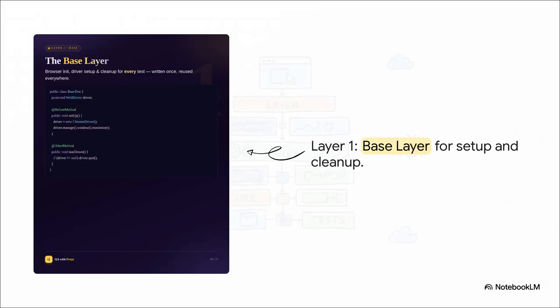Moving right along to Section 2, let's construct our core foundation, which covers the base, pages, and tests. Think of Layer 1, the base layer, as our poured concrete foundation. Here, we have a base test class, where your browser initialization, your driver setup, and your cleanup routines are written exactly once. By using annotations like before method and after method, all this setup logic is automatically reused for every single test. You don't have to copy and paste WebDriver instantiations anymore. It's all centralized. This means if you suddenly need to switch from Chrome to Firefox, you change it right here and your entire framework updates instantly. It's a real game changer.